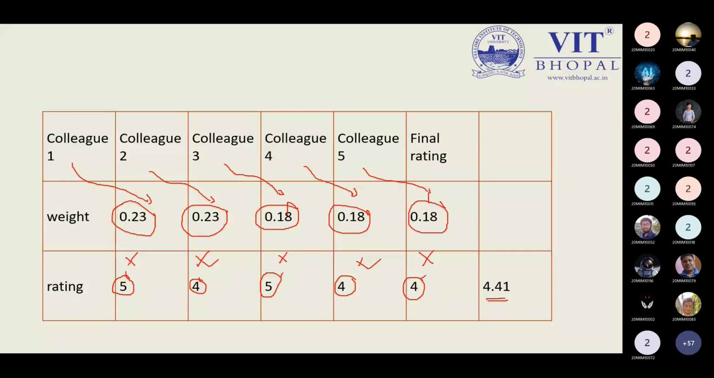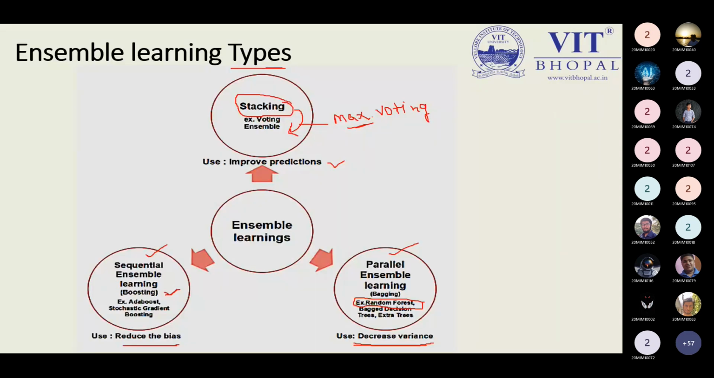This technique will be applicable in various kinds of ensemble learning, and from this point we need to understand where we are lying. I have the types of machine learning: supervised, unsupervised, and semi-supervised. But here we are talking about the ensemble learning types. We have three different types.